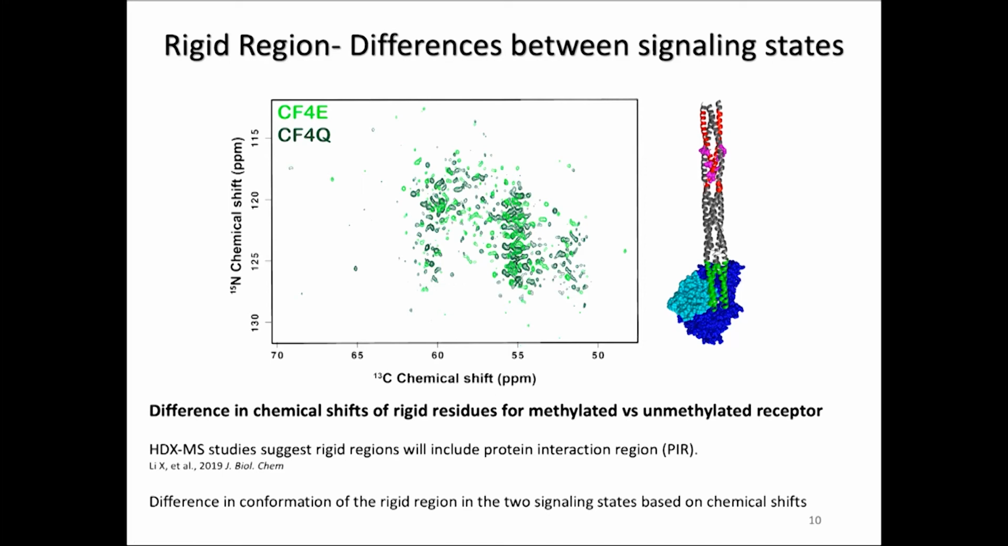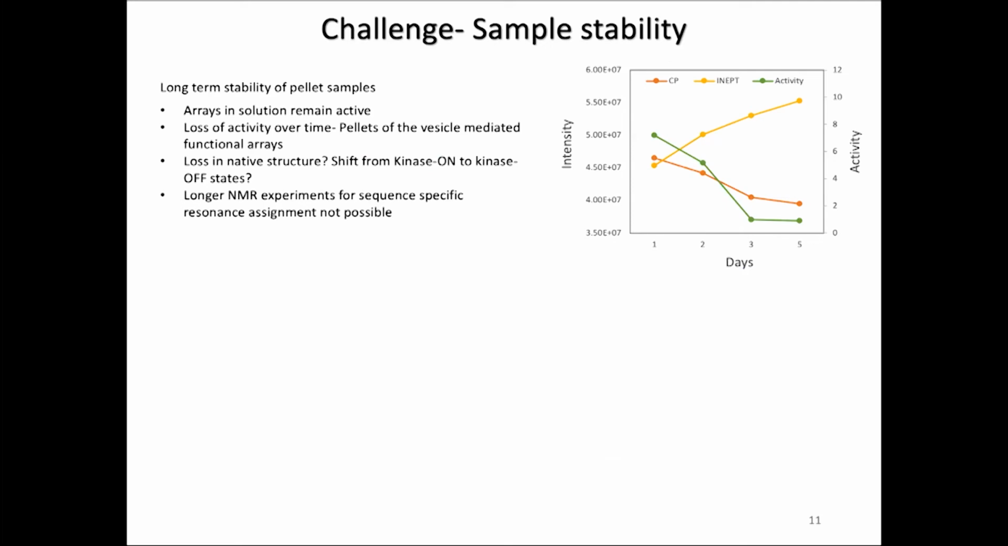But that's when we hit another challenge. And we think that's also because of the high dynamics in the sample. So we realized that our samples are not staying stable. When we make our arrays in solution, they remain active for almost 2 weeks. But when we pellet them down for NMR studies, our pellets were losing activity within 3 days. And this also corresponds with how the sample in the NMR was behaving.